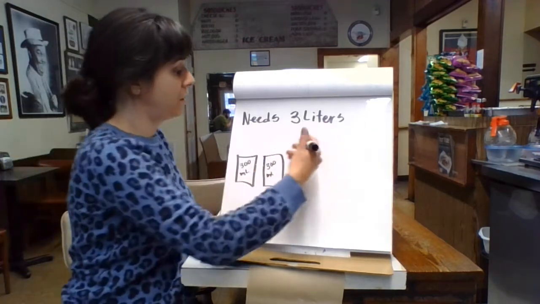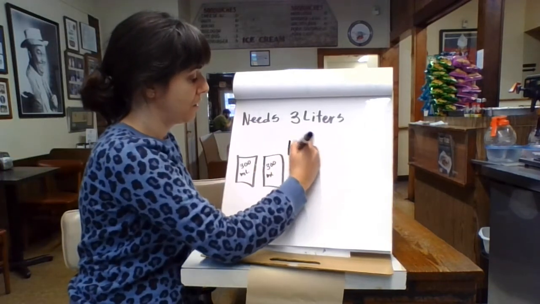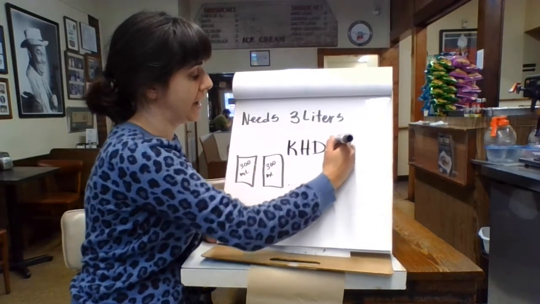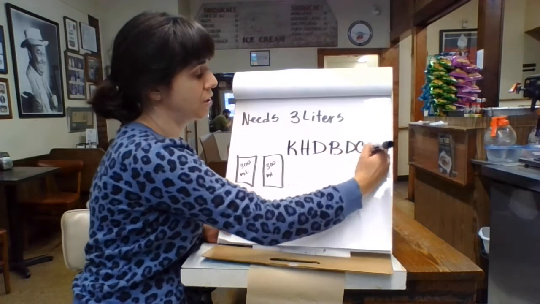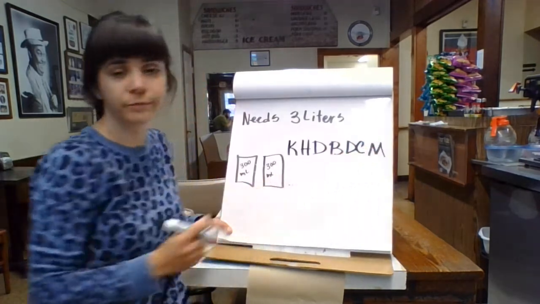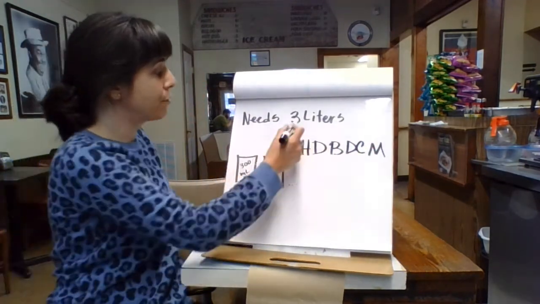And to do that, I'm going to think of King Henry. Remember, King Henry died by drinking chocolate milk. Poor thing. Poor guy. Okay, I have 3 liters.